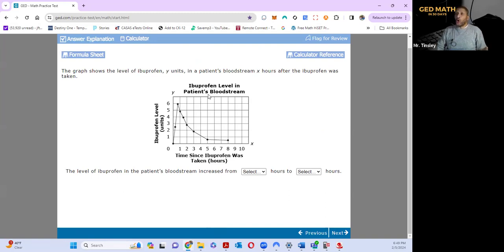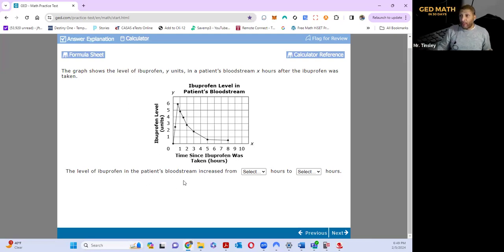You got to know how to read a graph. This title: ibuprofen level in patient's bloodstream. My x-axis: time since the ibuprofen was taken. Ibuprofen level. So you got to see that the ibuprofen is high before hour one. After hour one, it starts to go down. That's common sense. That's just reading a graph.